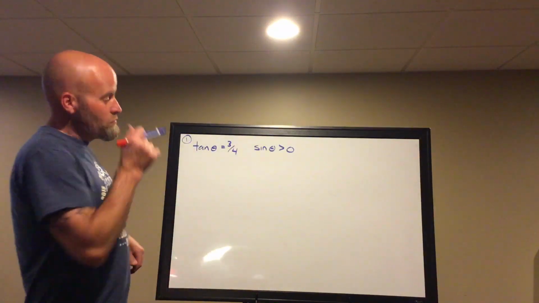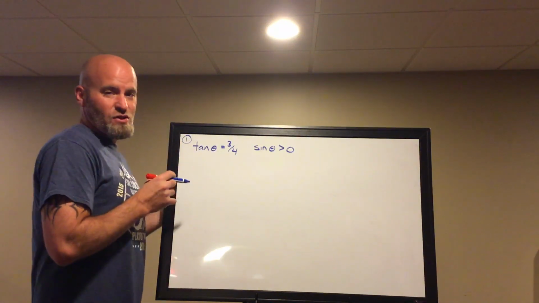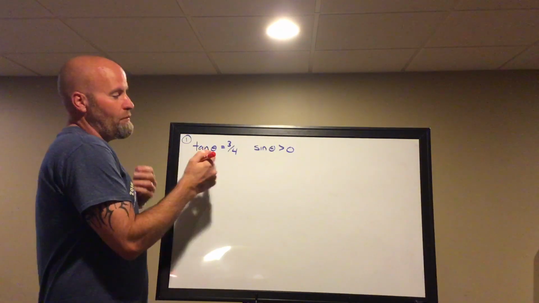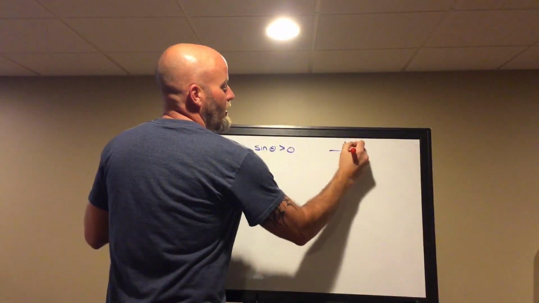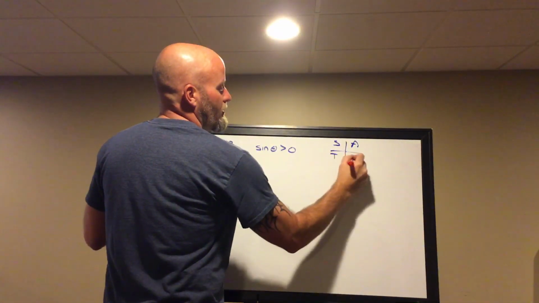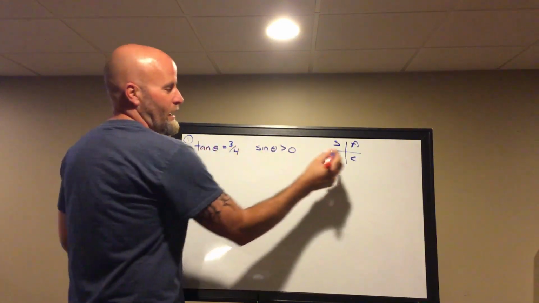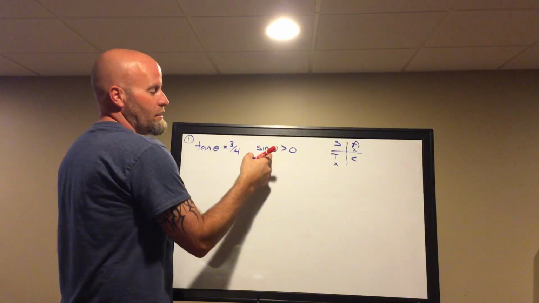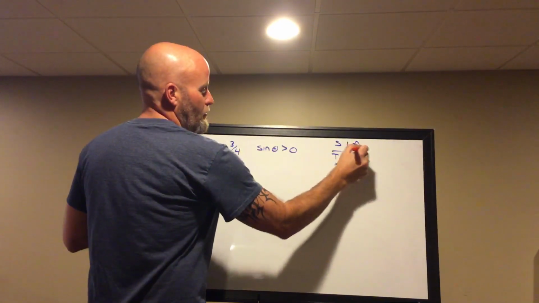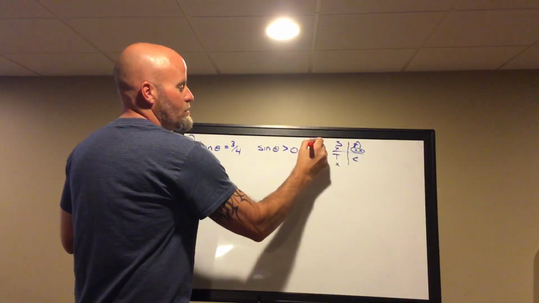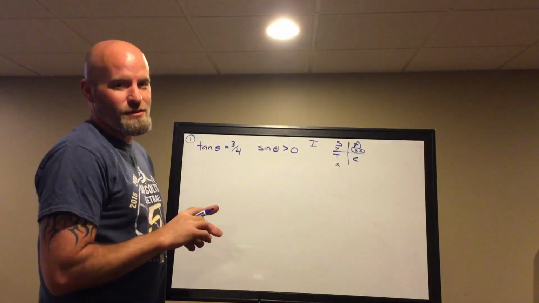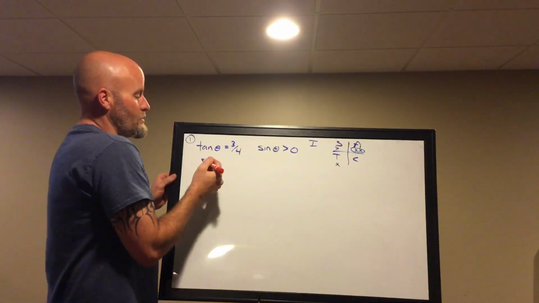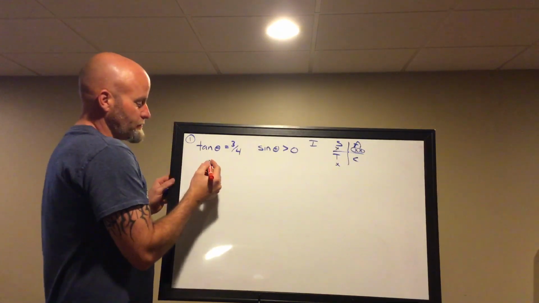All right, the first one was that you were given tangent theta was 3/4 and sine of theta was greater than 0. Basically from our All Students Take Calculus, or All Spiders Taste Crunchy, tangent's positive, that happens in quad 1 and quad 3. Sine is also positive in quad 1 and quad 2. So right now we're in quadrant number 1. So that tells us that all trig functions are going to end up being positive for this. All right? So we had to find the other 5 trig functions.